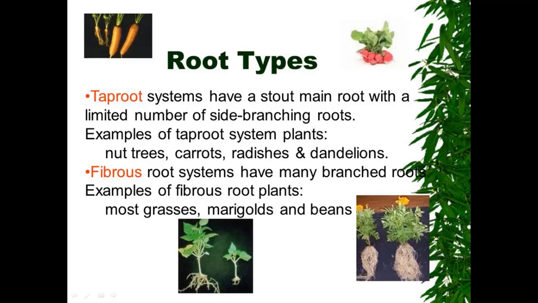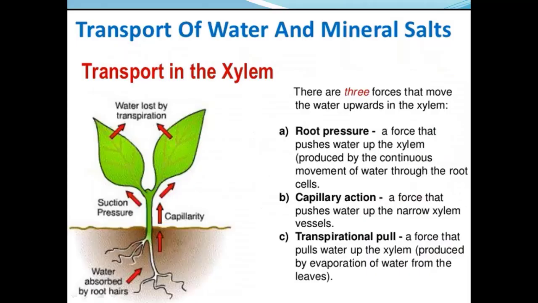This root system has many branched roots, and the example is most of the grasses. Also, marigolds and beans are examples of this kind of roots. So here, boys, how minerals move through a plant is shown in three different stages.